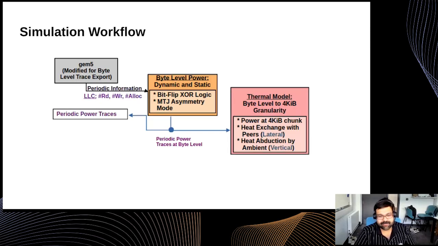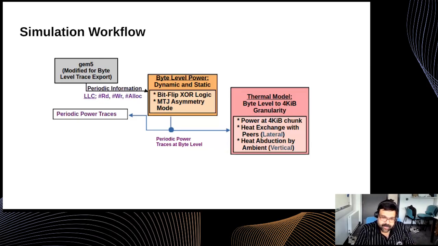Followed by that, we have the lateral heat transfer and vertical heat transfer, like heat exchange with peers, and heat abduction by the ambient. So basically, three things for power dissipation and temperature are considered here: the heat exchange among the peers, how good your cooling system is at abducting some of the heat from your circuitry, and of course the power consumption, right?